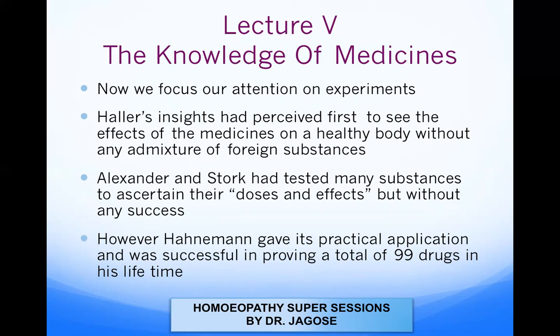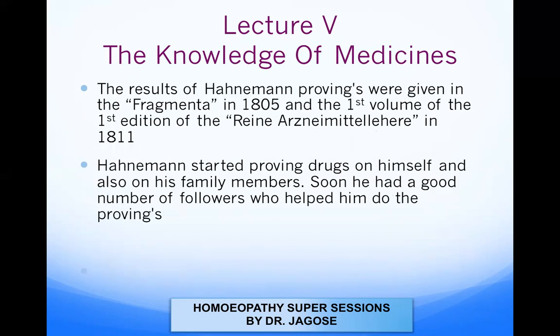Alexander and Stock had tested many substances to ascertain their dose and effects, but without any success. So besides Haller, Alexander and Stock also knew about this, and they also started testing many substances regarding the doses and the effects, but they were not at all successful. However, Hahnemann gave practical application and was successful in proving a total of 99 drugs in his lifetime.